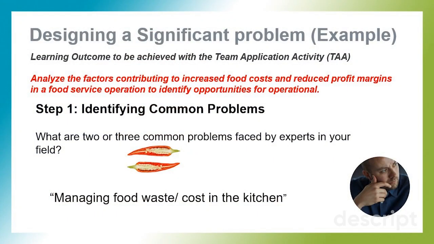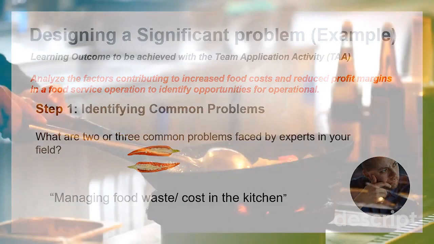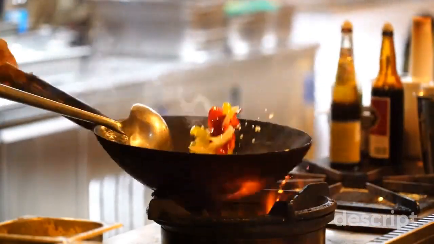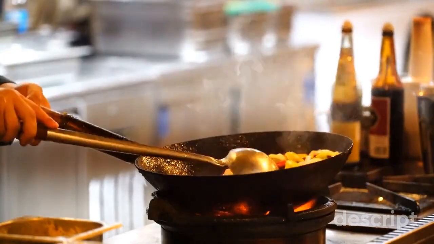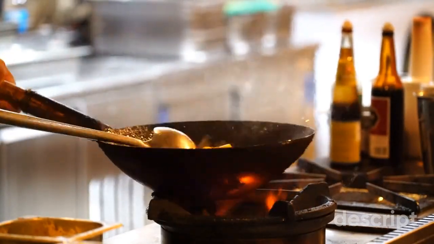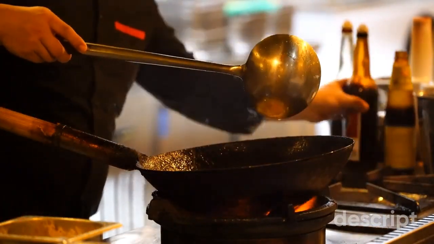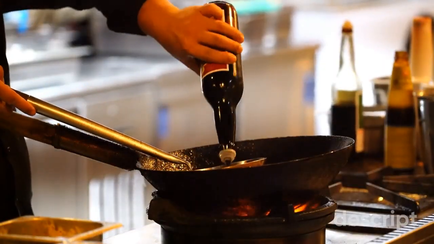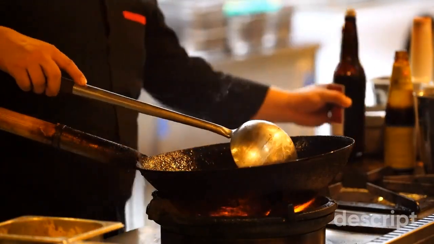Step number 1. Think about 2 or 3 common, meaningful problems faced by experts in your field. Align this problem with a specific learning outcome you want students to achieve. For example, one of the learning outcomes from the Menu Management course is analyze the factors contributing to increased food costs and reduce profit margins in a food service operation to identify opportunities for operational improvement.